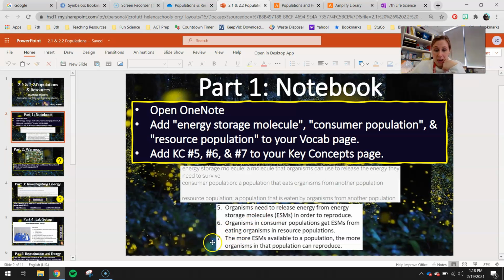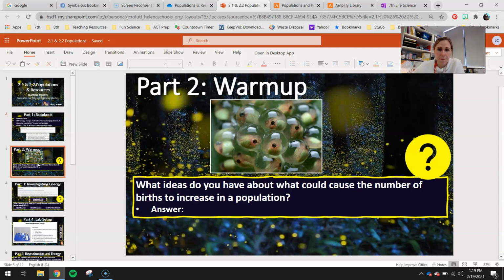And on the other hand, the more ESMs available to a population, the more organisms in that population can reproduce. So if food is plentiful, water is plentiful, those kinds of things, reproduction is pretty easy for that population. Okay? All right, moving along to the warm-up.